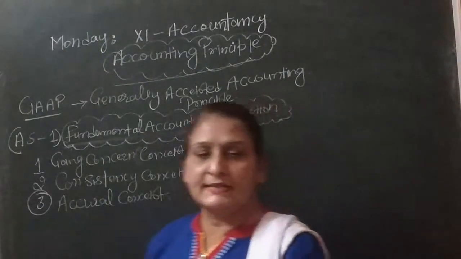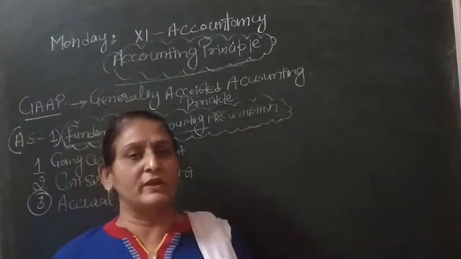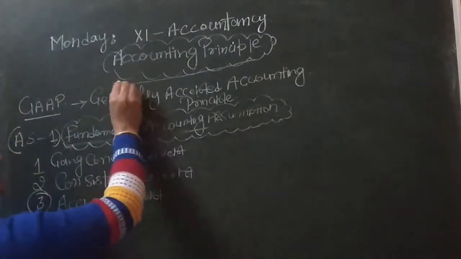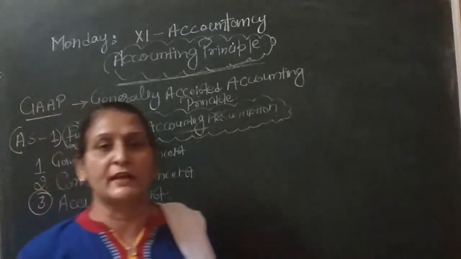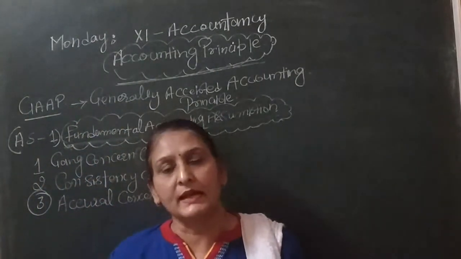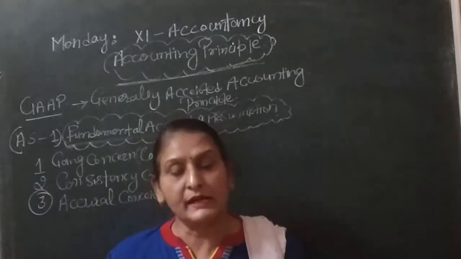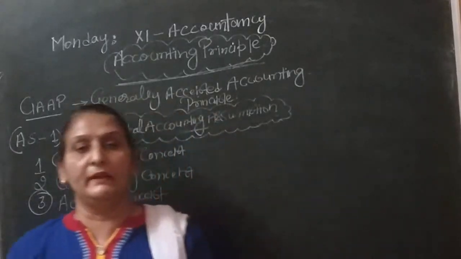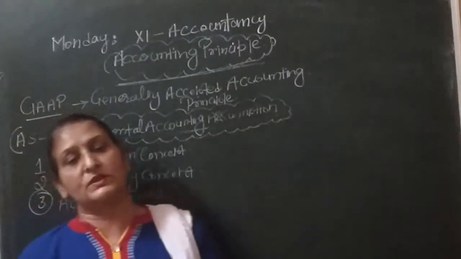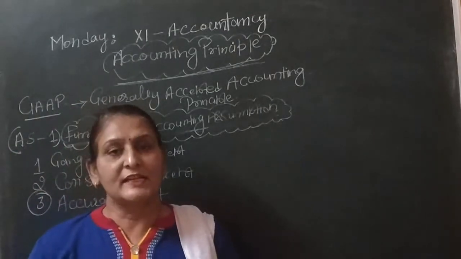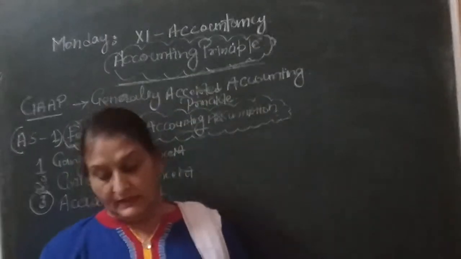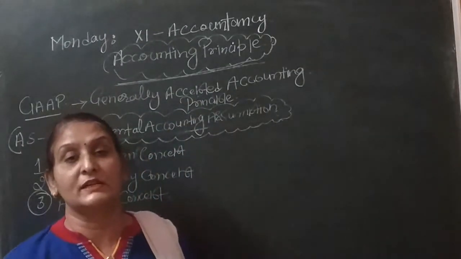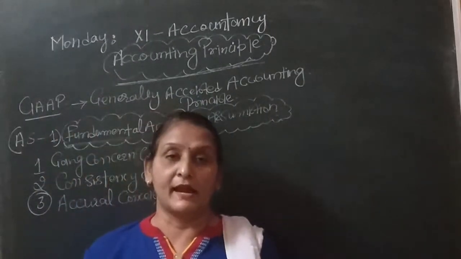Good morning, class 11. In accountancy class, today's topic is accounting principles. Accounting principles means the rules which are followed in maintaining the accounting. Different groups of people are interested in the accounting system of an organization. Suppose, first of all, when the owner invests the money, he wants to know the result, so that's why he is interested in accounting.